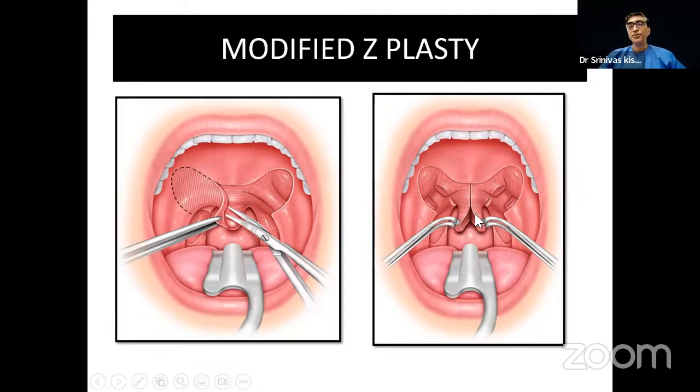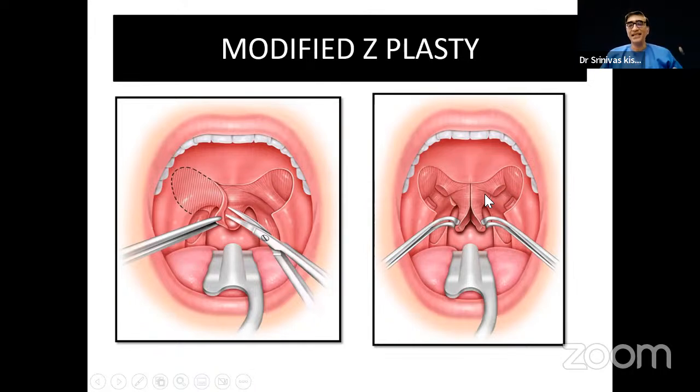Once you do that, you cut the uvula and rotate it to the opposite raw areas that we have done. Now, the difference between classical zeta and the modified zeta is that in modified zeta, you have to cut the medially arching fibers of the palatopharyngeus muscle as well, right? And then you suture the respective cut parts of the uvula to the superior, lateral most part of your denuded mucosa.